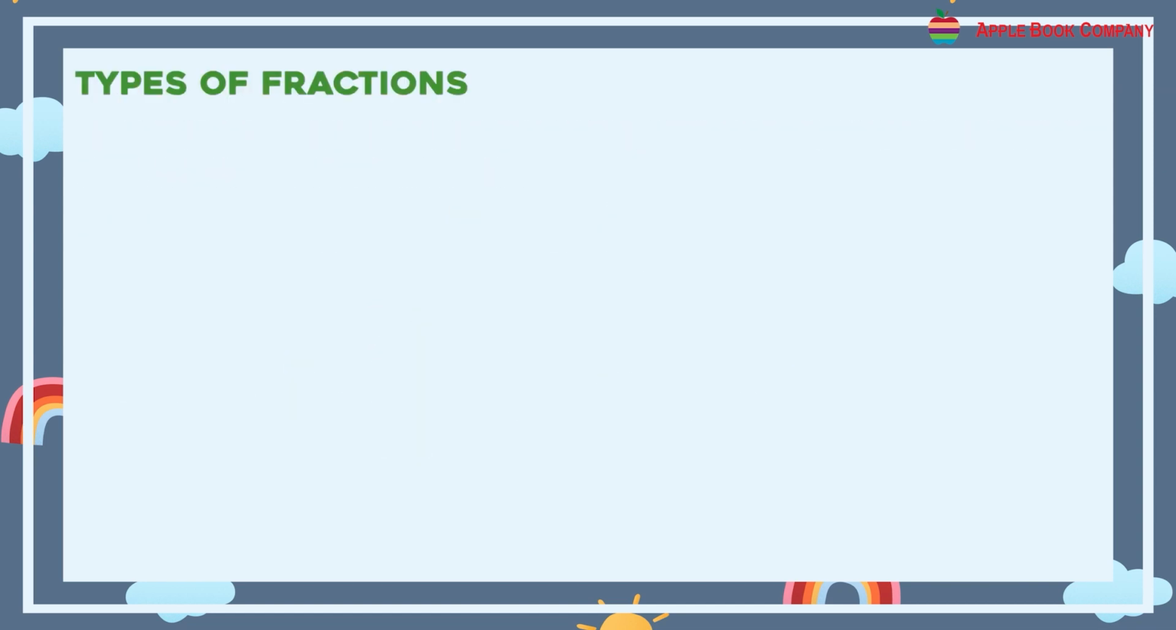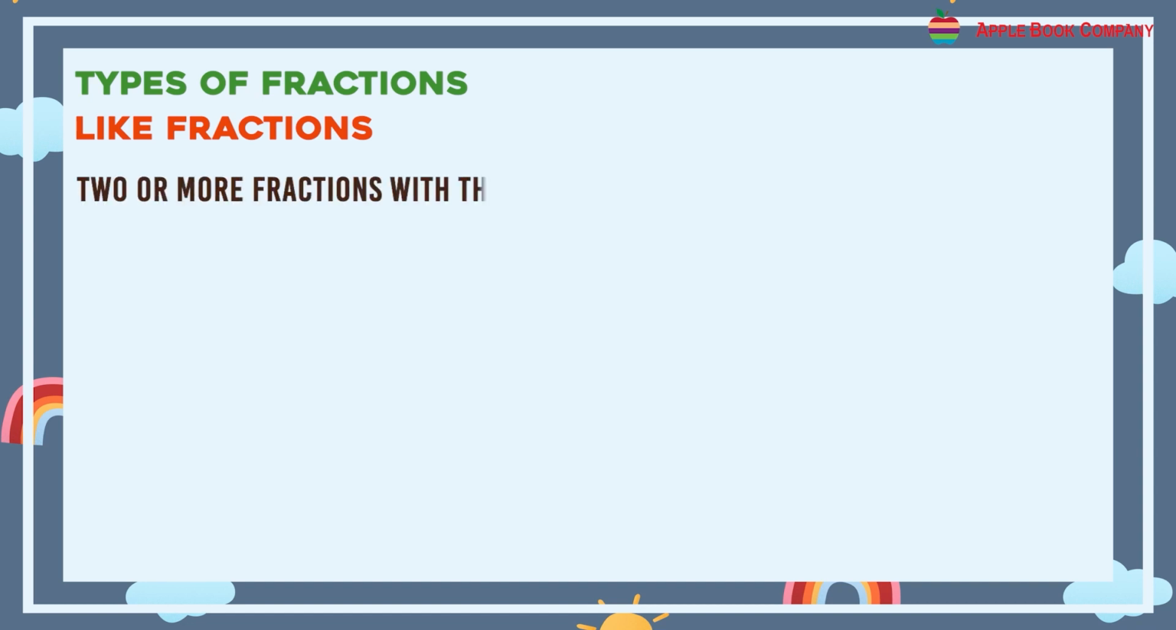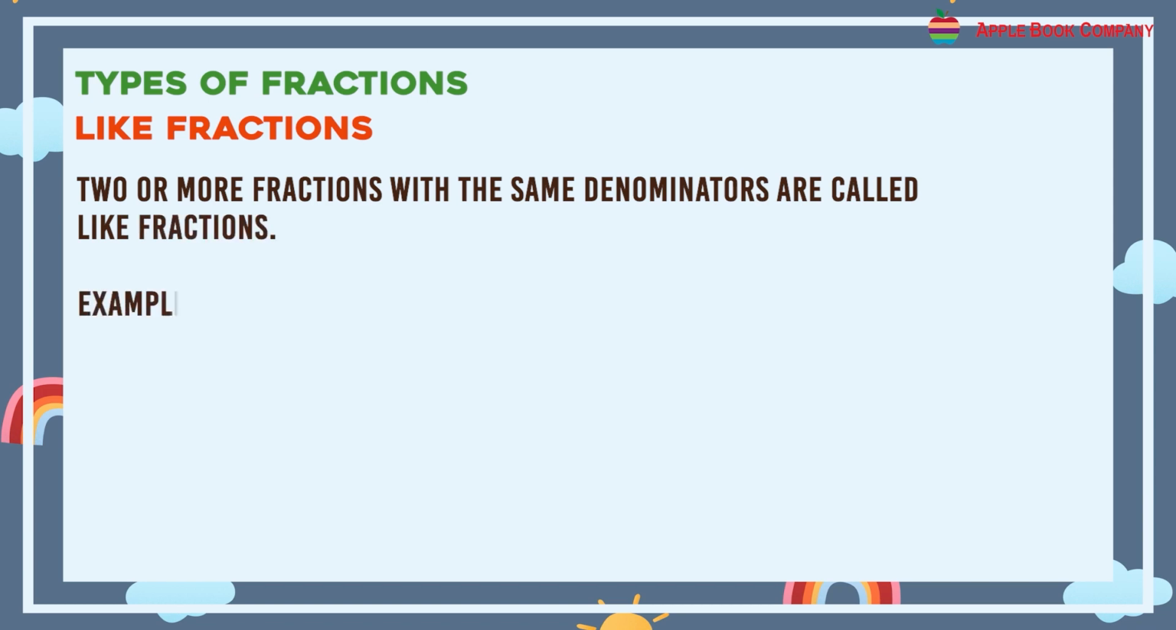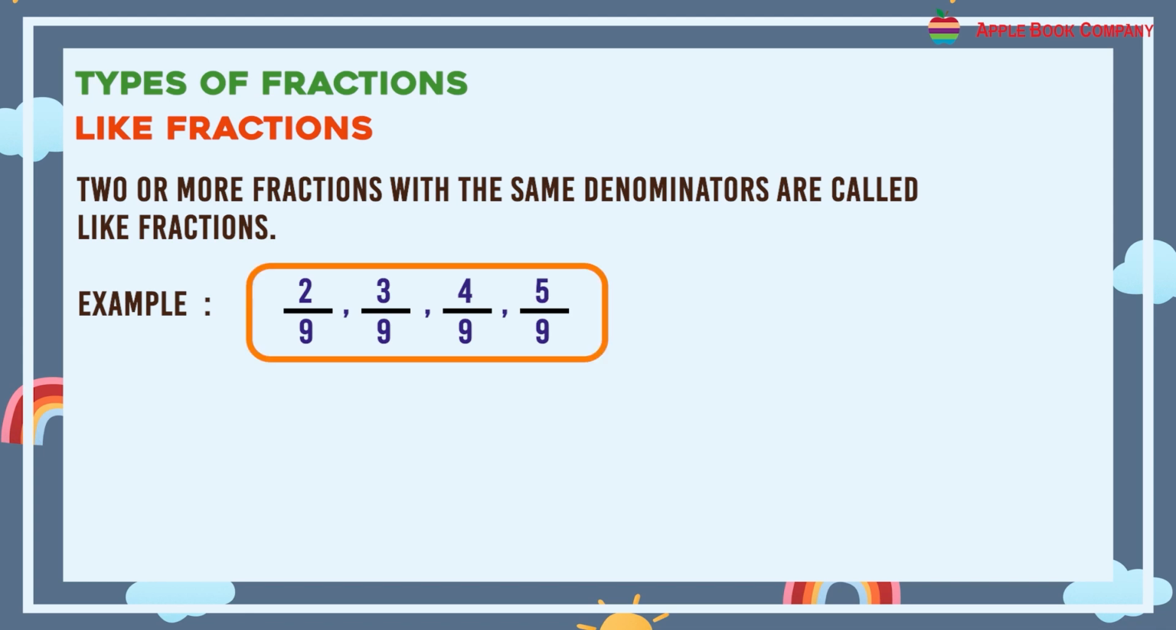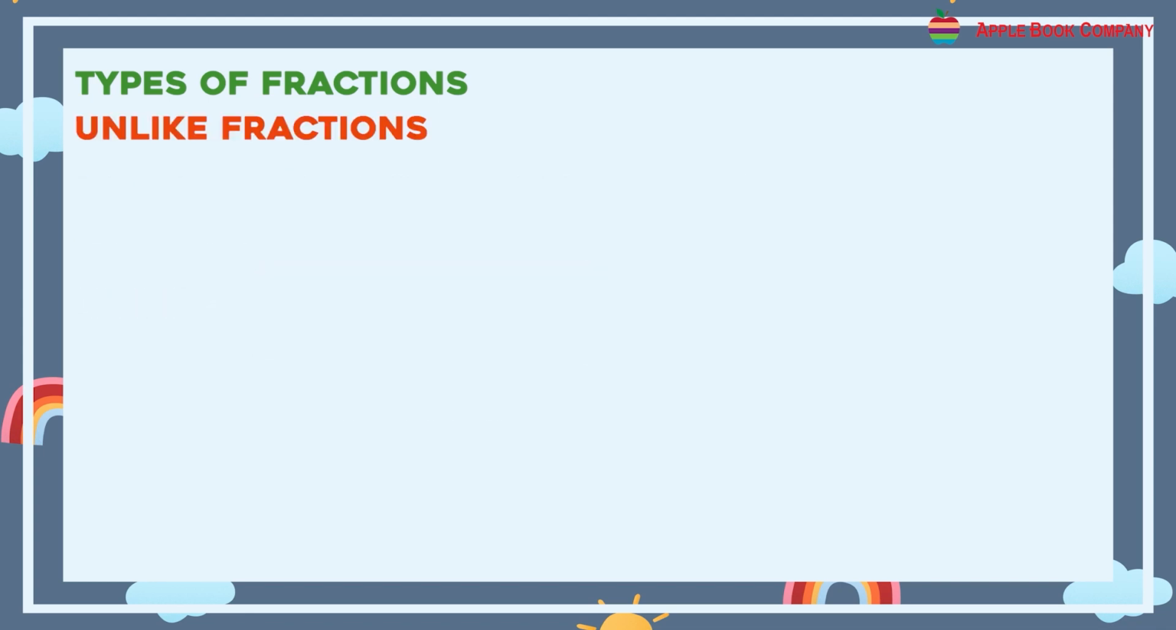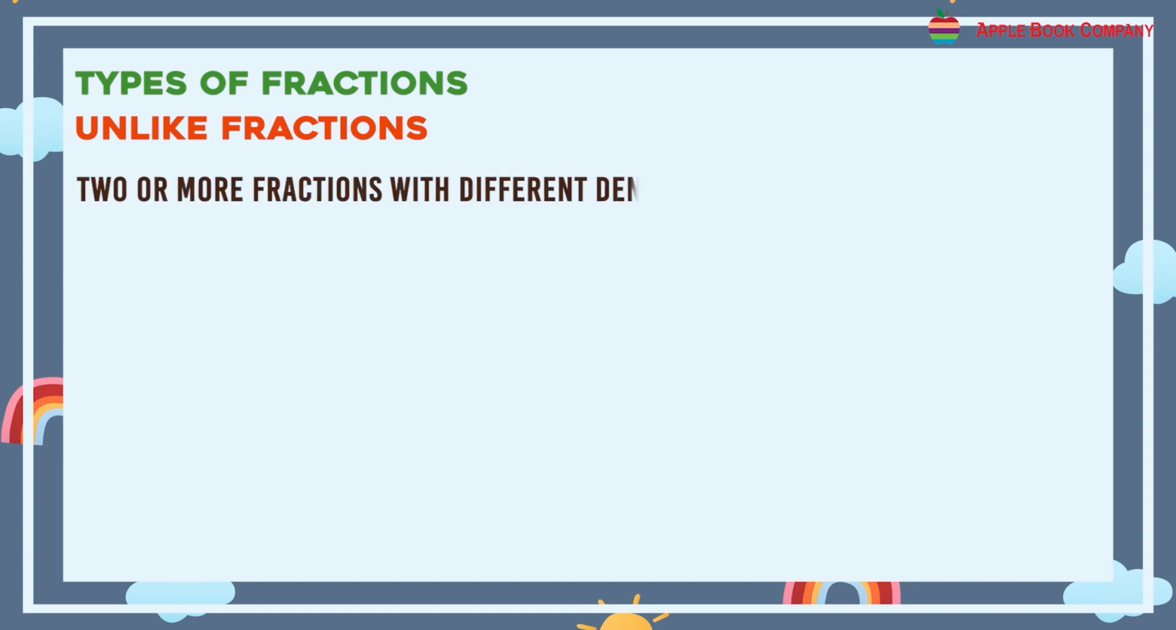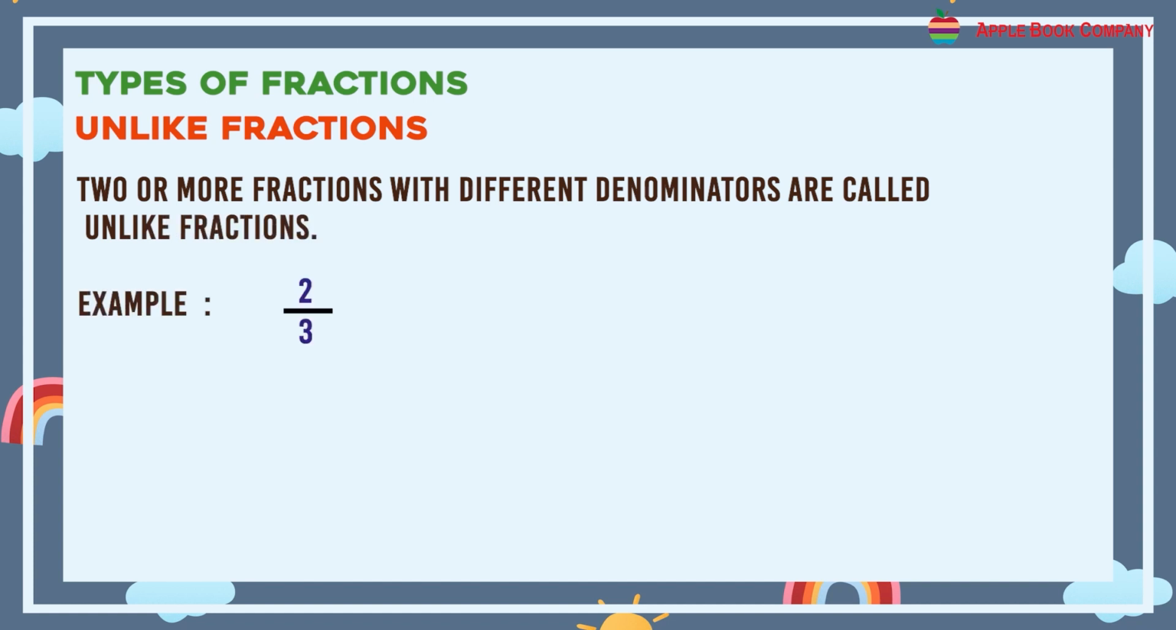Types of fractions. Like fractions. Two or more fractions with the same denominators are called like fractions. For example, 2 by 9, 3 by 9, 4 by 9, 5 by 9, etc. are all like fractions. Unlike fractions. Two or more fractions with different denominators are called unlike fractions. For example, 2 by 3, 3 by 7, 5 by 8, 9 by 11, etc.